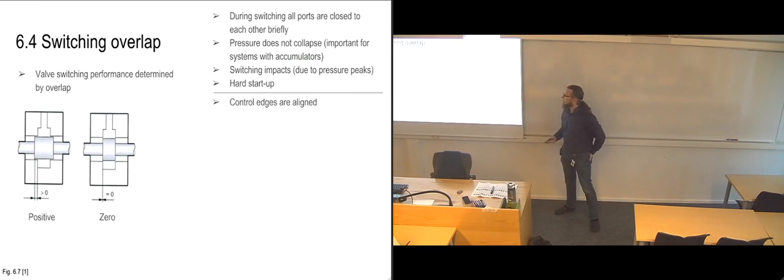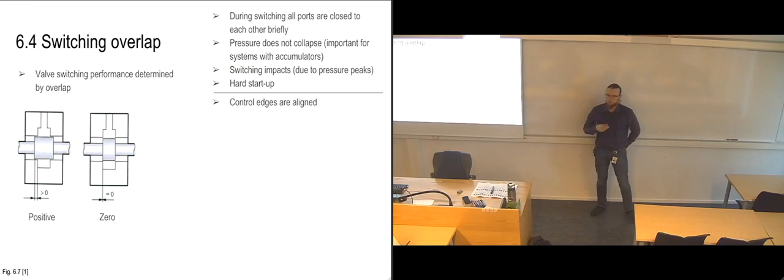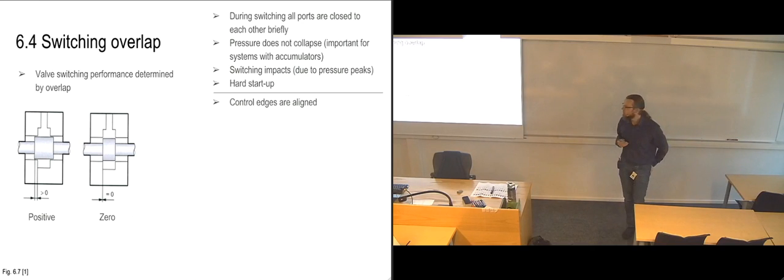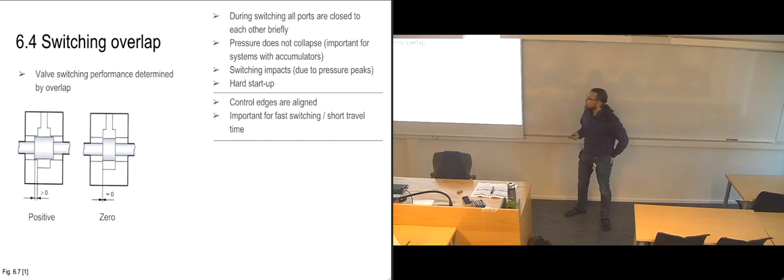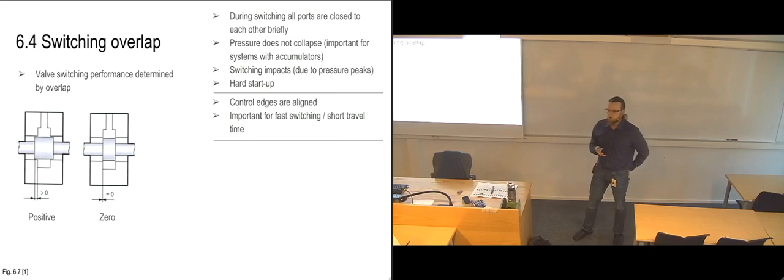This means that basically these edges, the edge of the piston and the edge of the chamber, are what's called control edges. We're going to look more at them in the next part. And those are important for very fast operating valves.